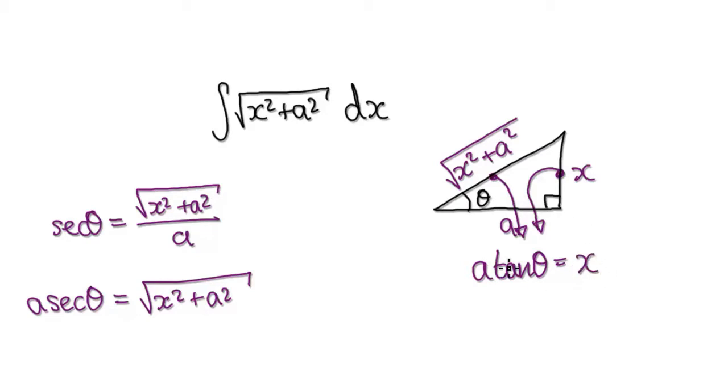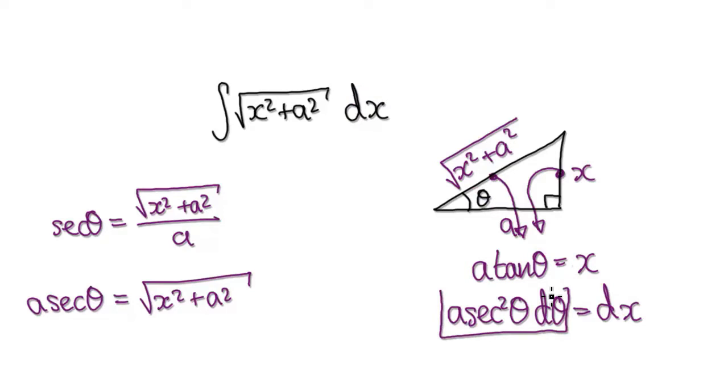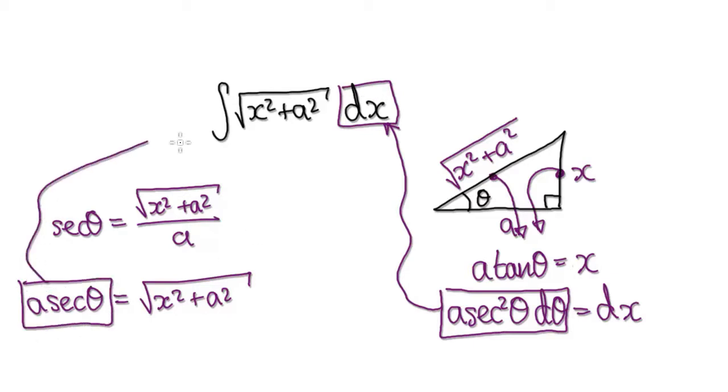And then differentiate both sides. So a is just a constant. If you differentiate this, it will be a secant squared theta d theta. And then when you differentiate this, it's going to be dx. So now we've got our dx. So we are basically using trigonometric substitution in order to integrate this, and then we can put this into here.